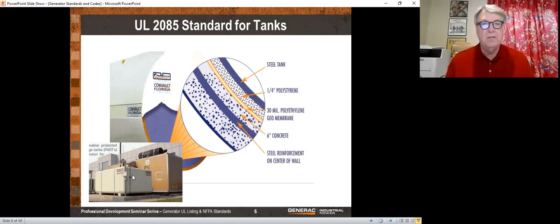That is a very stout tank. It also has a 2-hour fire rating. That means you could build a fire around that tank, and it could prevent any combustion of the diesel fuel in the tank for 2 hours.